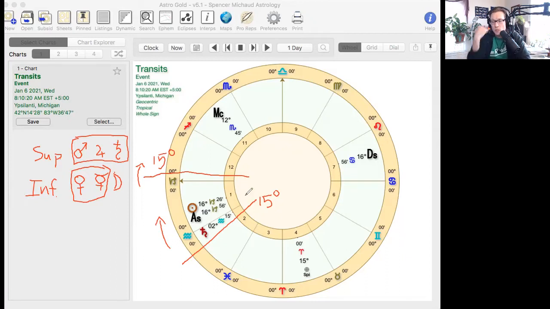So that to me was really quite fascinating, because I was thinking about this, and I first went back and looked at the Saturn Sun conjunction, and that was around the 23rd.